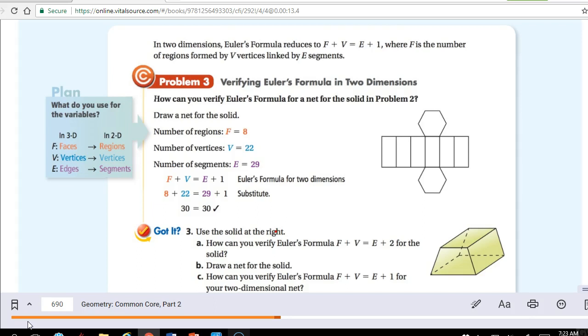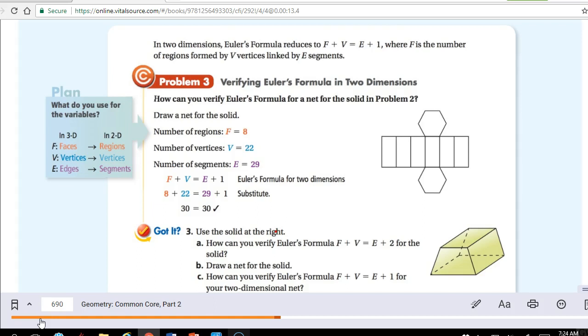Now, in problem 2, which is a previous problem that we put on video, we said that for three dimensions it was the faces plus the vertices equals the edges plus 2. This time, because we're dealing with two-dimensional things, like this is two-dimensional, this would be three-dimensional down here. For two dimensions, Euler said that it's the faces plus the vertices equals the edges plus 1, rather than the edges plus 2, like we did in the previous problem.